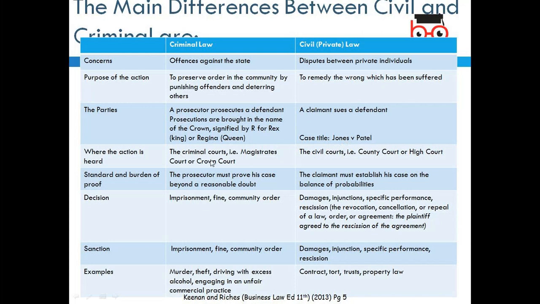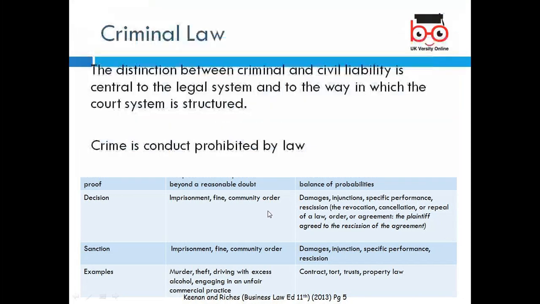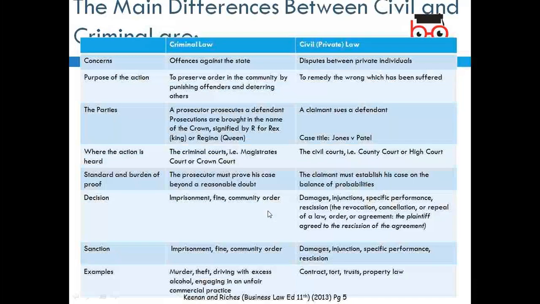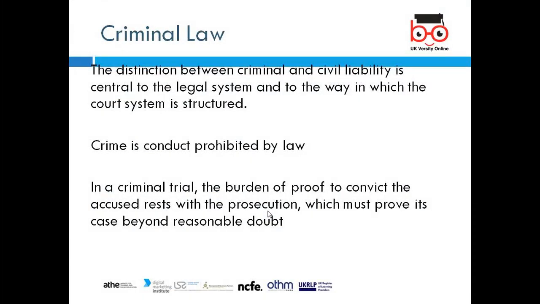Where is the action heard? Criminal cases are heard in the magistrate courts and Crown Court, but civil matters can be heard in the county court or the High Court. As for the standard of proof, the prosecutor must prove the case beyond reasonable doubt, but the claimant must establish the case on the balance of probabilities. So that's the comparison. Any question here? No. These have been further explained.